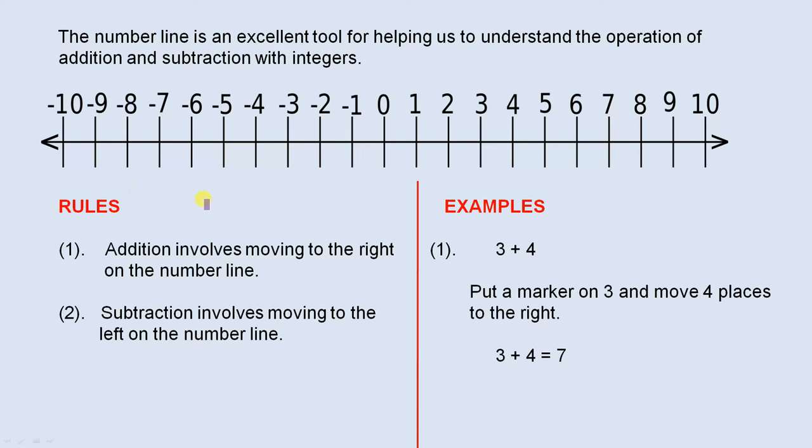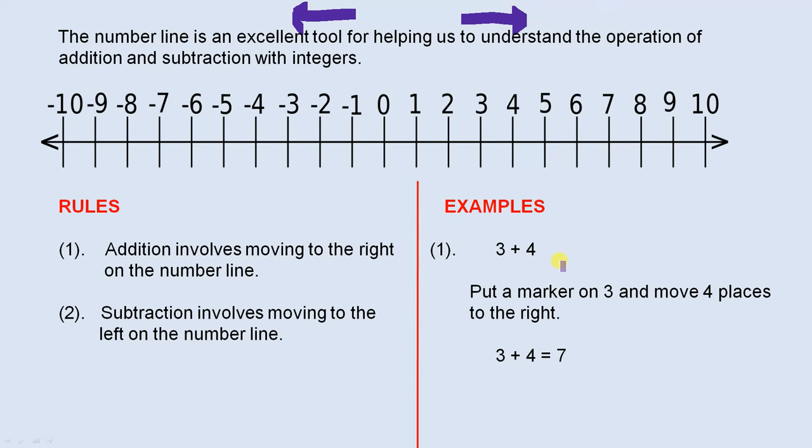There are some simple rules when we're engaging with addition and subtraction when we're using the number line. And here they are. Addition involves moving to the right on the number line. So when we have addition, we have to move in that direction. Subtraction involves moving to the left on the number line. So for subtraction, we move in that direction.